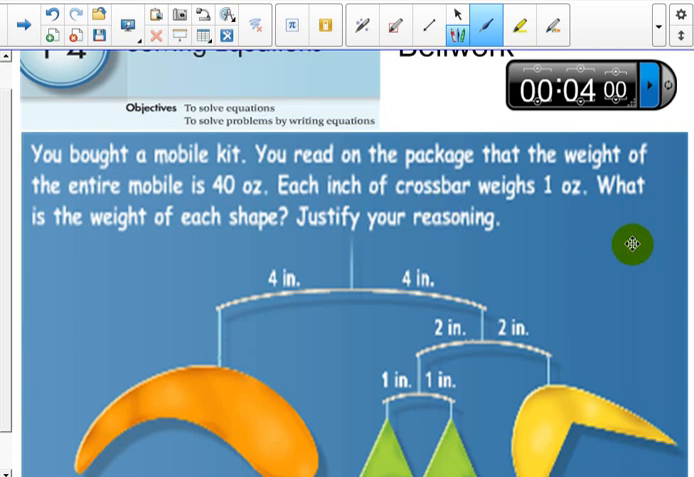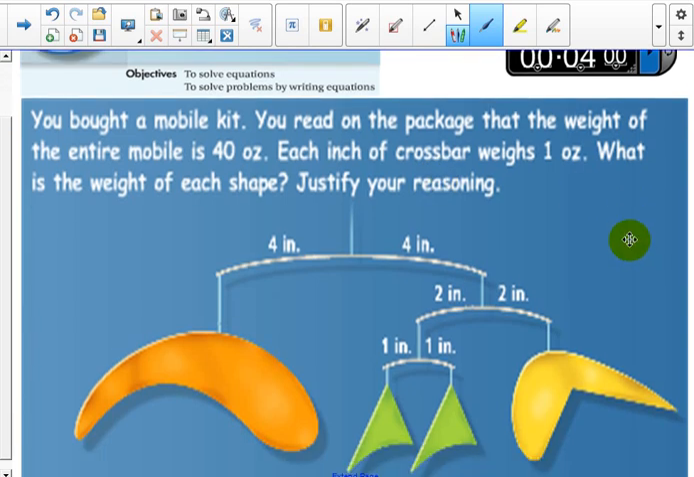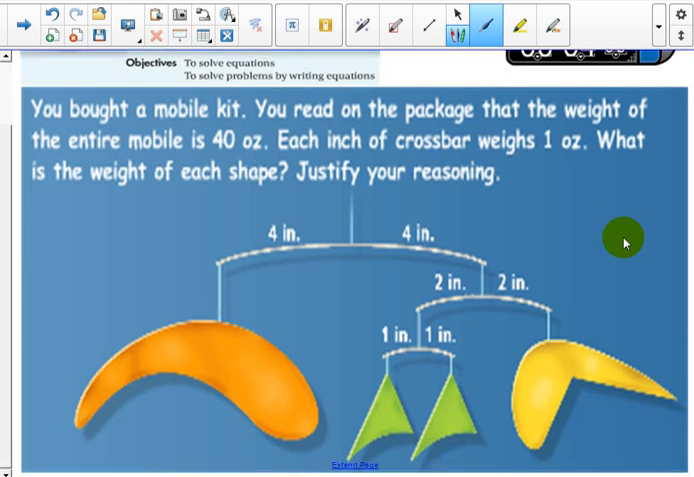So our bell work today is this picture of this mobile. It says you bought a mobile kit. You read on the package that the weight of the entire mobile is 40 ounces. Each inch of the crossbar weighs 1 ounce. What is the weight of each shape? And justify your reasoning.